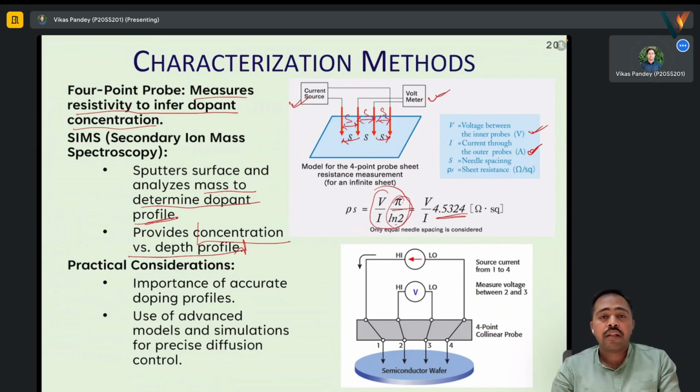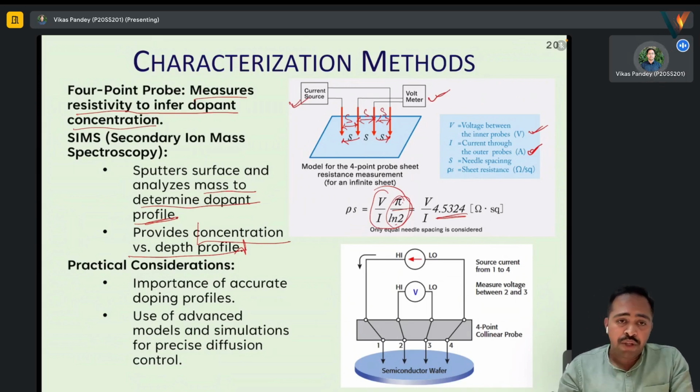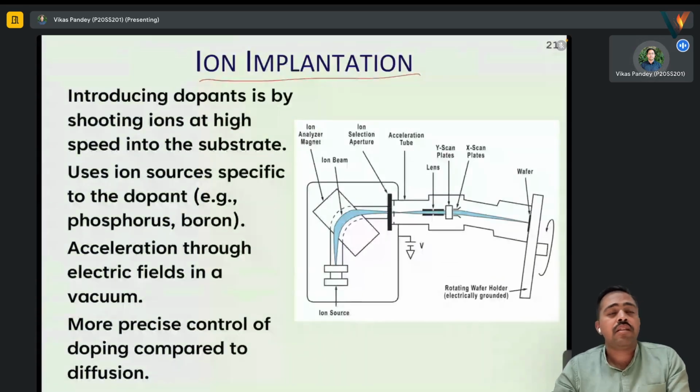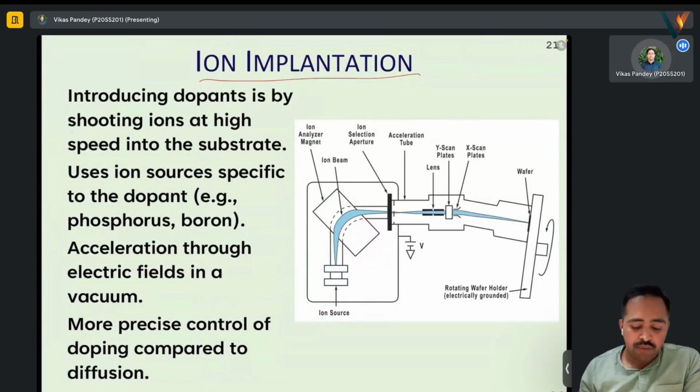Then there is another method that can be used to introduce dopants, and that is ion implantation. This is more precise compared to diffusion, since we have proper control over the dopant ions and the depth of the ions. This is done by shooting ions at high speed into the substrate.